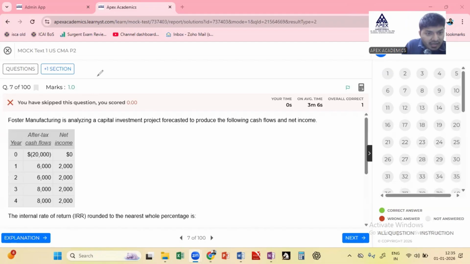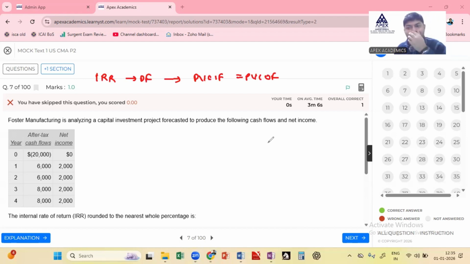Well, for everybody to understand, internal rate of return can be considered to be a discount factor. At this discount factor, the present value of cash inflow is equal to the present value of cash outflow. Here, you are not required to entirely calculate the internal rate of return by taking two assumed percentages in this question. Ideally, for IRR you have to take two assumed percentages and calculate. But here they are giving you four options.